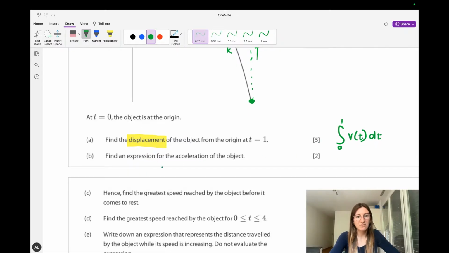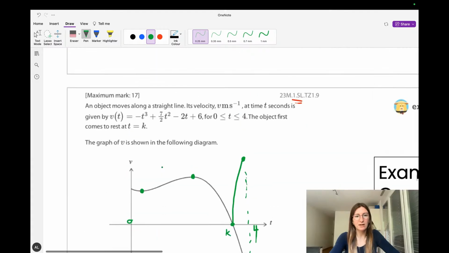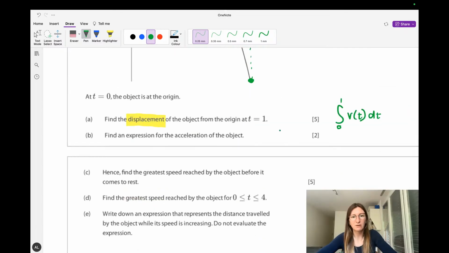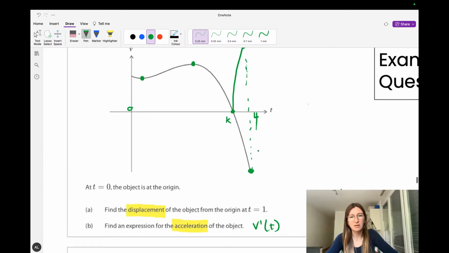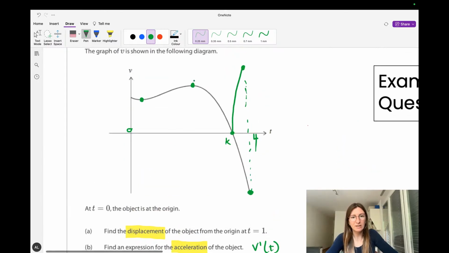Then find an expression for the acceleration of the object. If you're doing acceleration from velocity, remember that's going down, so you're differentiating this to find acceleration. So acceleration would be the first derivative. Then find the greatest speed reached by the object. Greatest speed is going to be this one, remember? Because here's the greatest velocity, the maximum velocity, but here is the greatest speed.